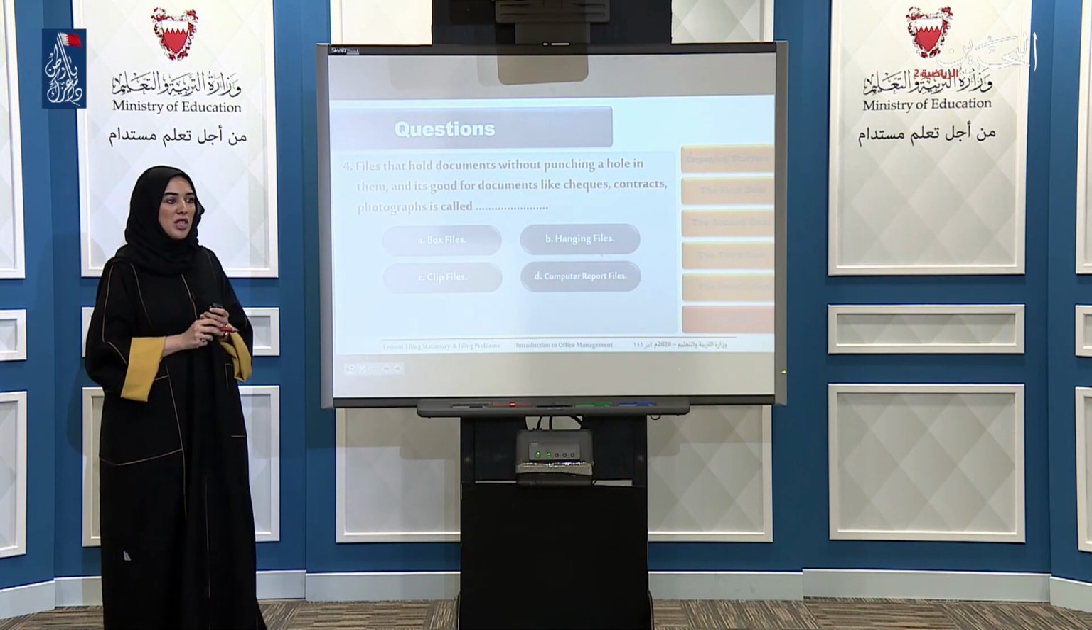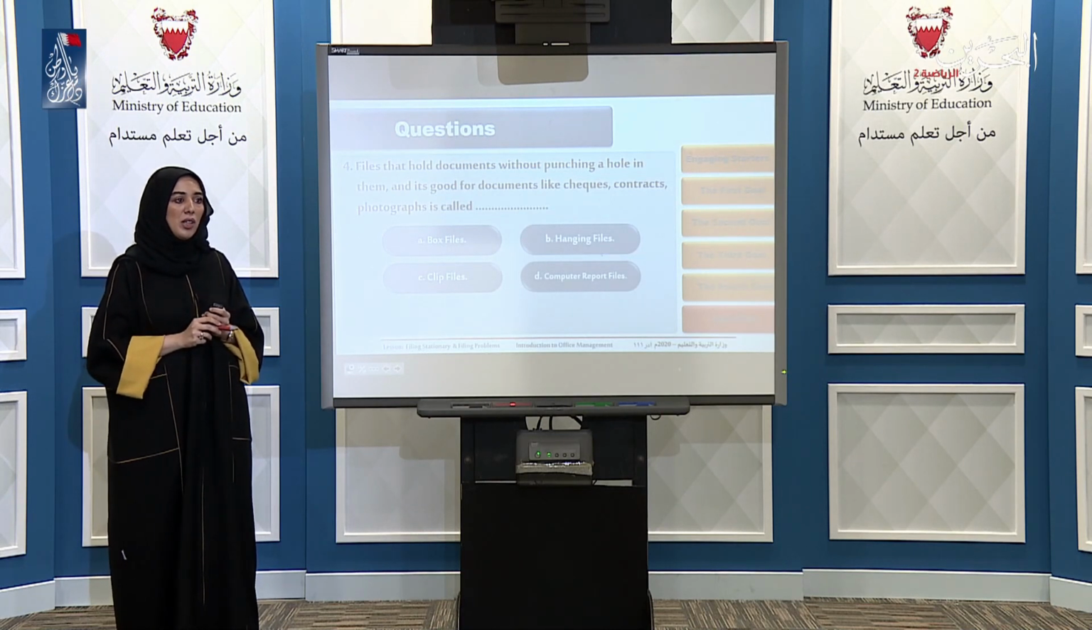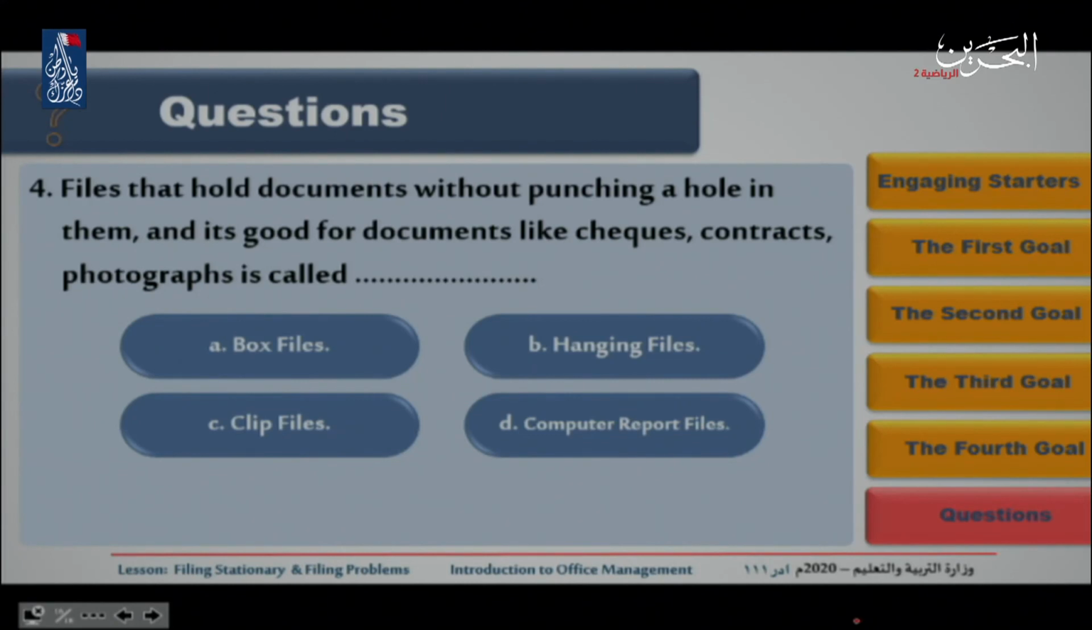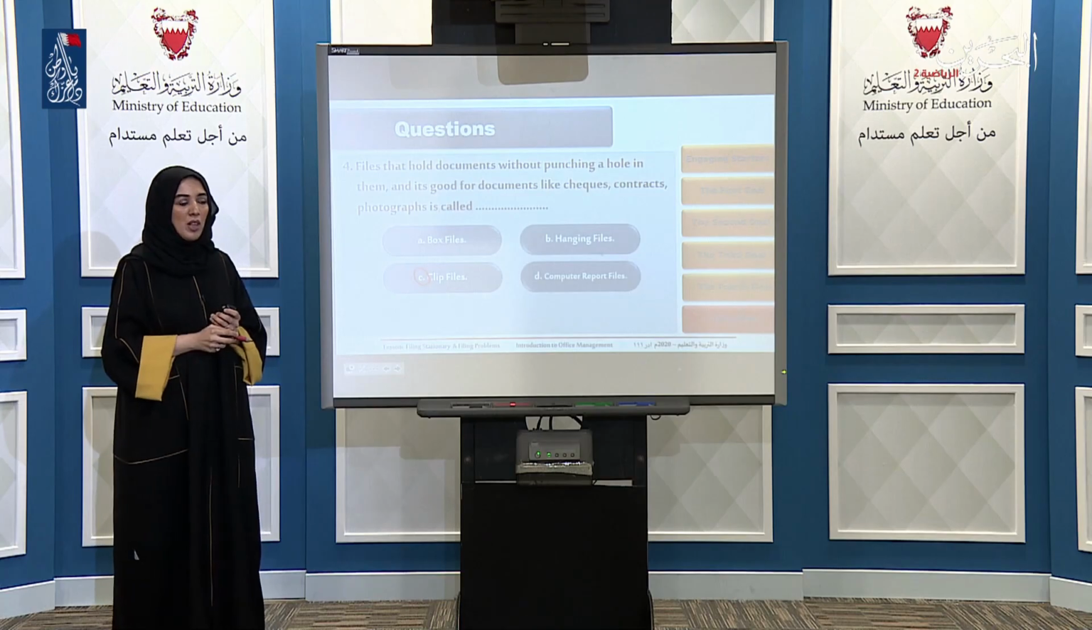The last question. Files that hold documents without punching a hole in them, and are good for documents like checks, contracts, and photographs, are called: A. Books files, B. Hanging files, C. Clip files, or D. Computer report files. The answer is C. Clip file.